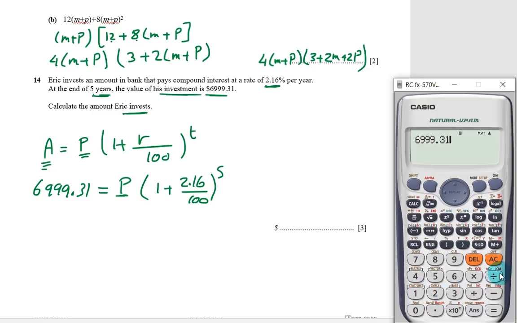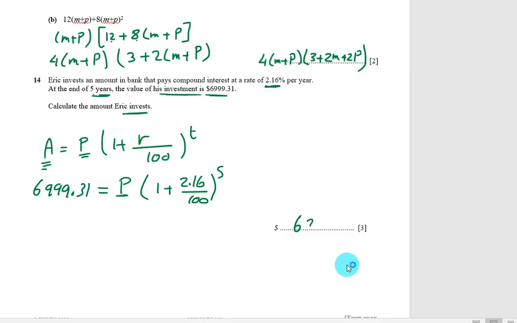6,999.31 divided by, open the bracket, 1 plus 2.16 divided by 100, close the bracket, power 5. So the present amount will equal $6,290. Okay.